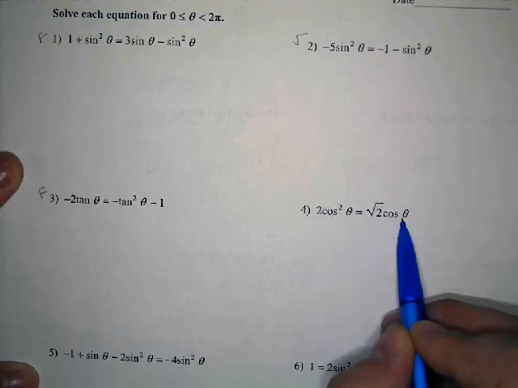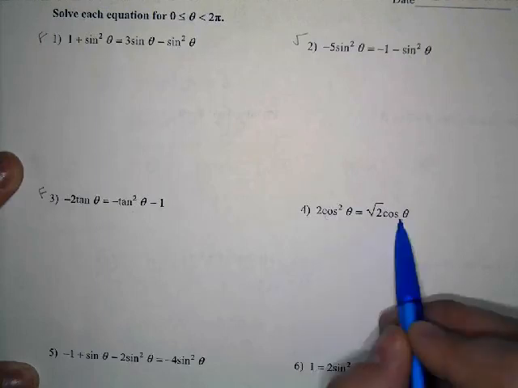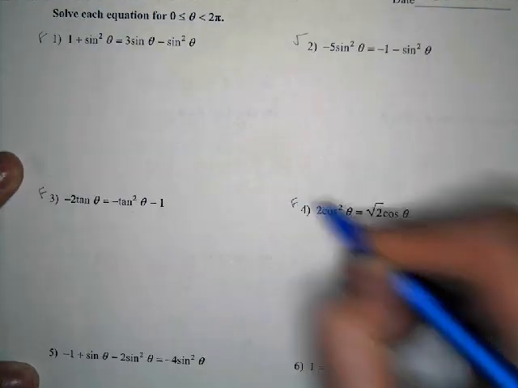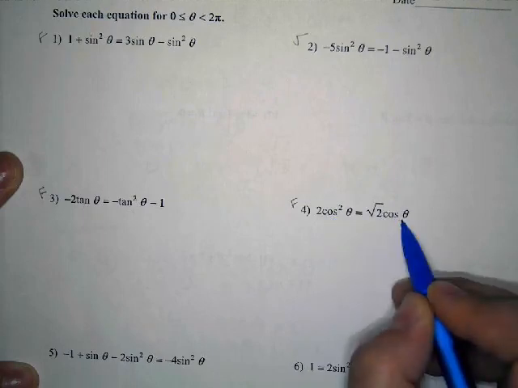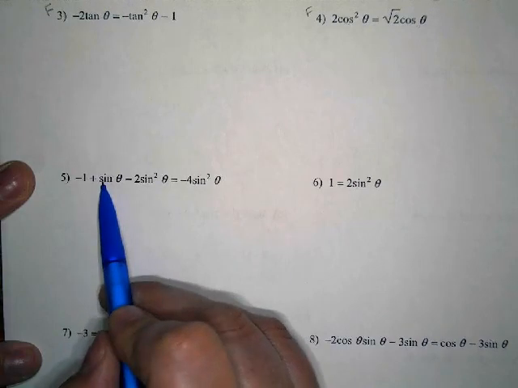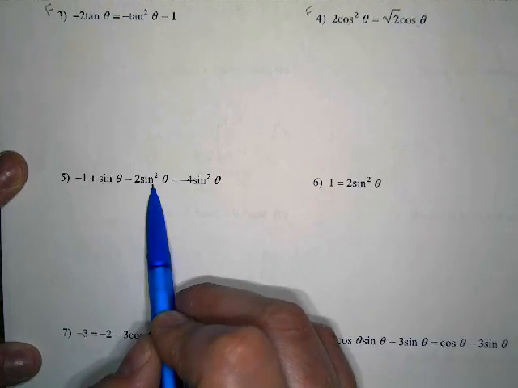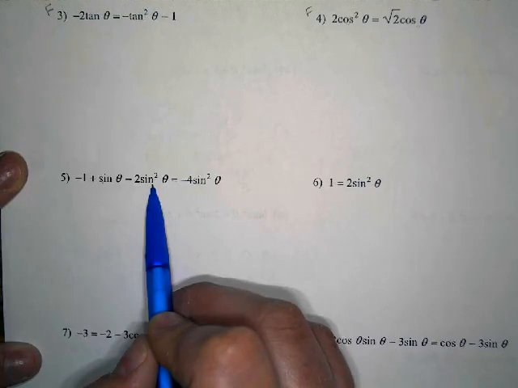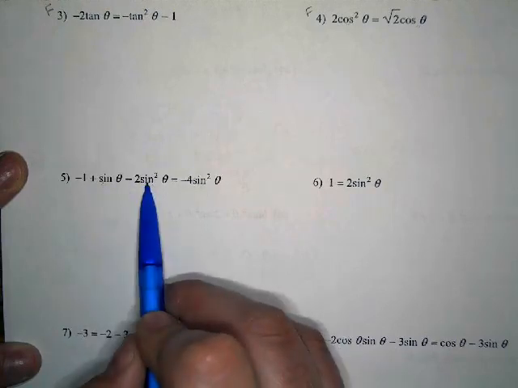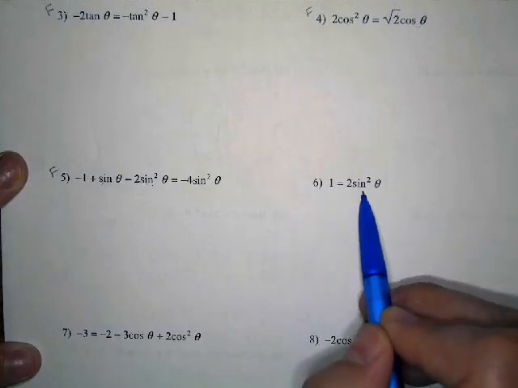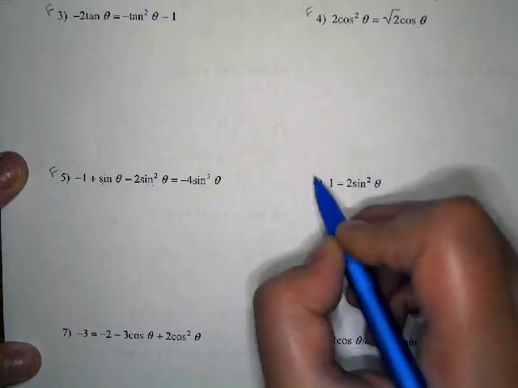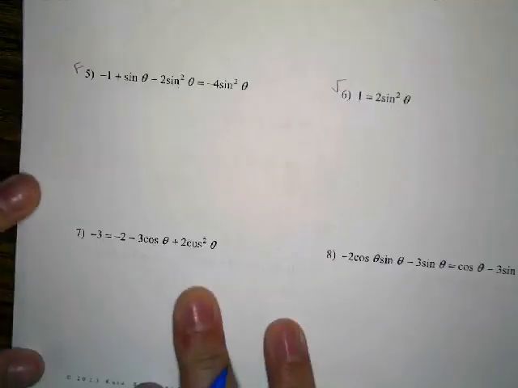Number 5 has a sine and a sine squared. Taking square roots or factoring? Factoring. Number 6 only has a sine squared. Square roots. Number 7 has a cos and a cos squared. Factoring. Number 8 has a cos and a sine. Factoring.